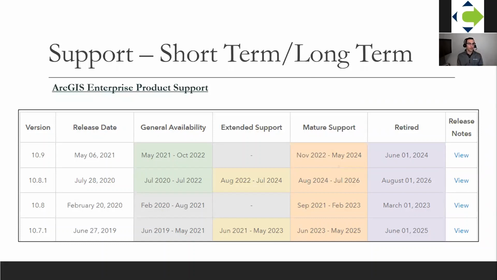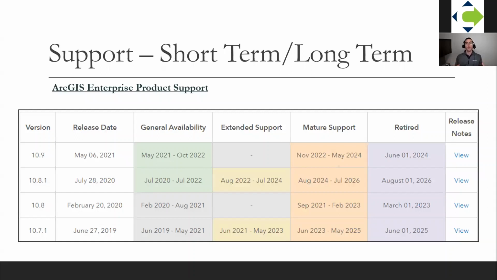There's a link here. You can go and see, based on what release you have, this nice table. If you're running 10.8.1, it shows you the extended support goes through July 2024, mature support, and then it's retiring August 1, 2026, right? So retirement of 10.9, these .x versions, is a shorter time period. So it's only 3.5 years. But if you go to 10.9.1, whenever that comes out, you're going to get that 5 to 6 year support window.